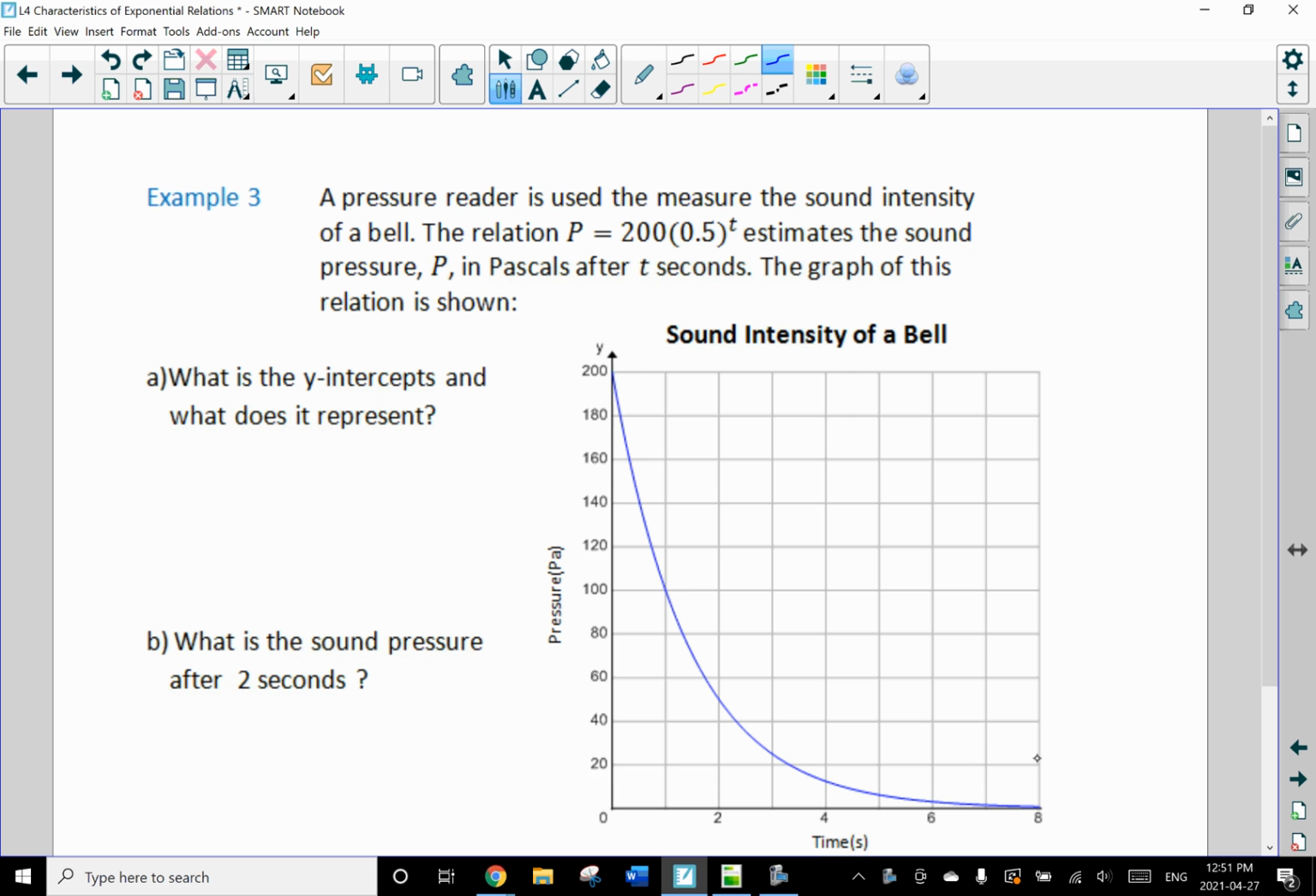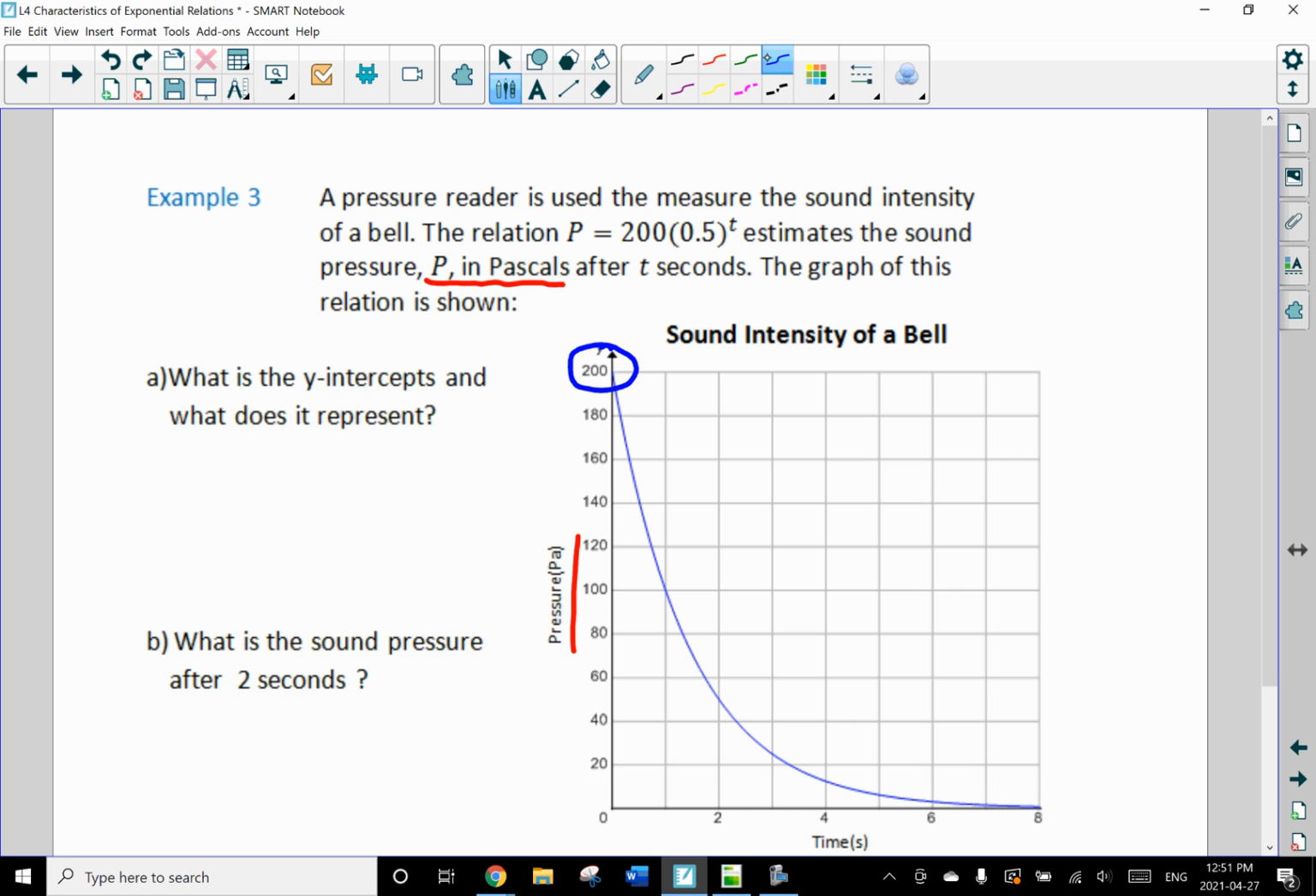So this graph represents that: we started off at a time of 0, and then each second that went by, you see this drop in the intensity of the noise, and then it kind of evens out. So for this graph, what does the y-intercept represent? Well, if we're looking at what the y-axis is reporting on, it's the pressure in pascals. So any number along the y-axis is talking about pressure.